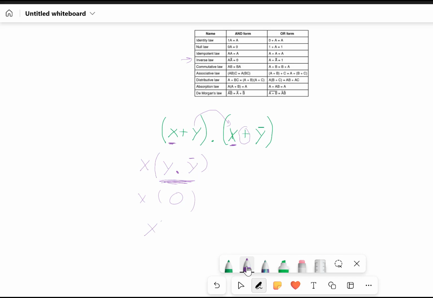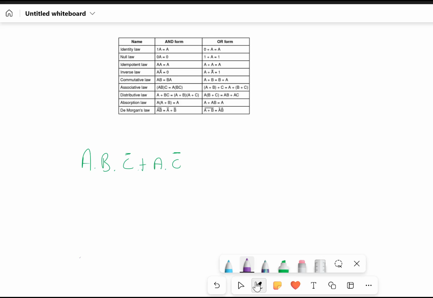So that leaves us with X as our most simplified version. Pause the video, give it a go yourself first. Okay, so we've got A, B, not C, or A and not C.